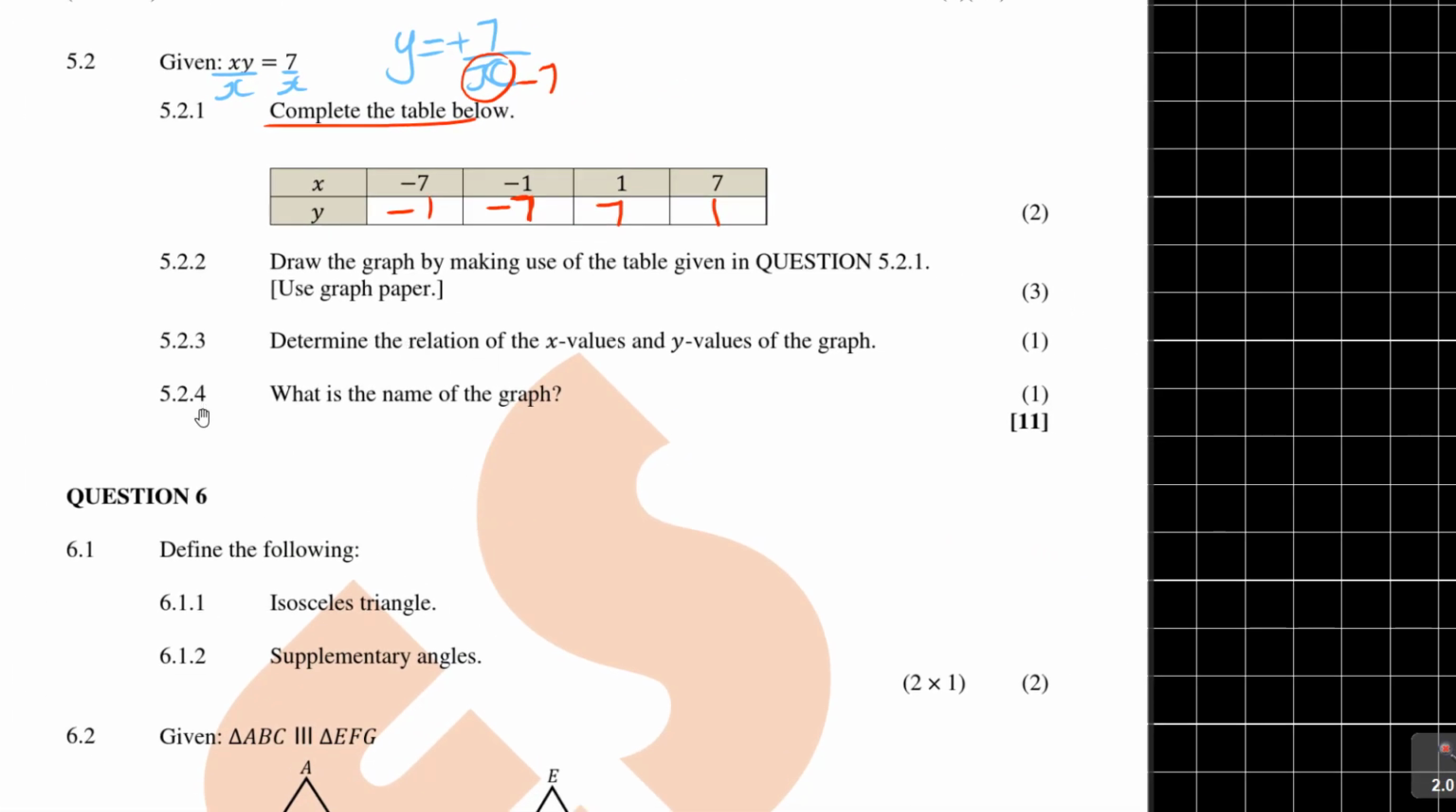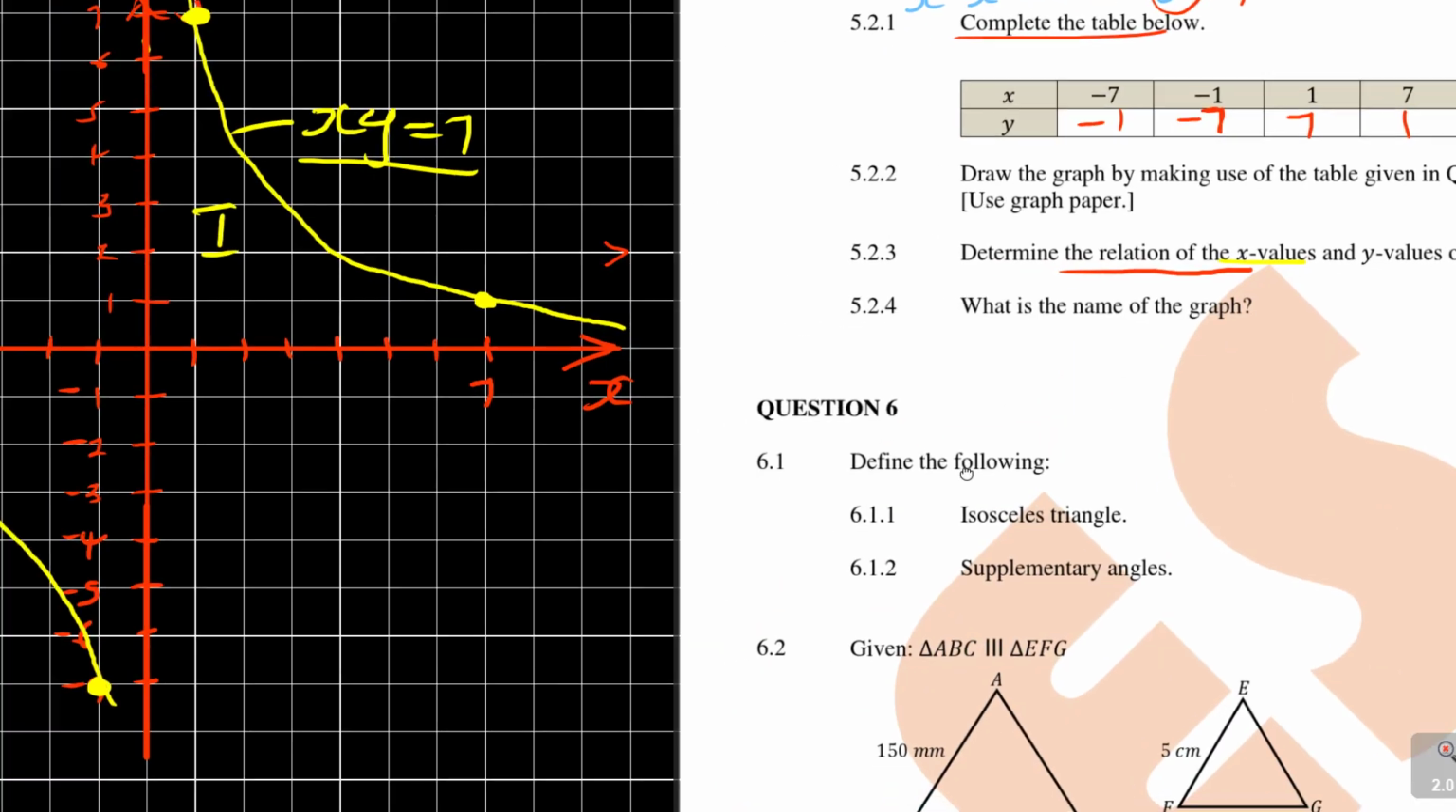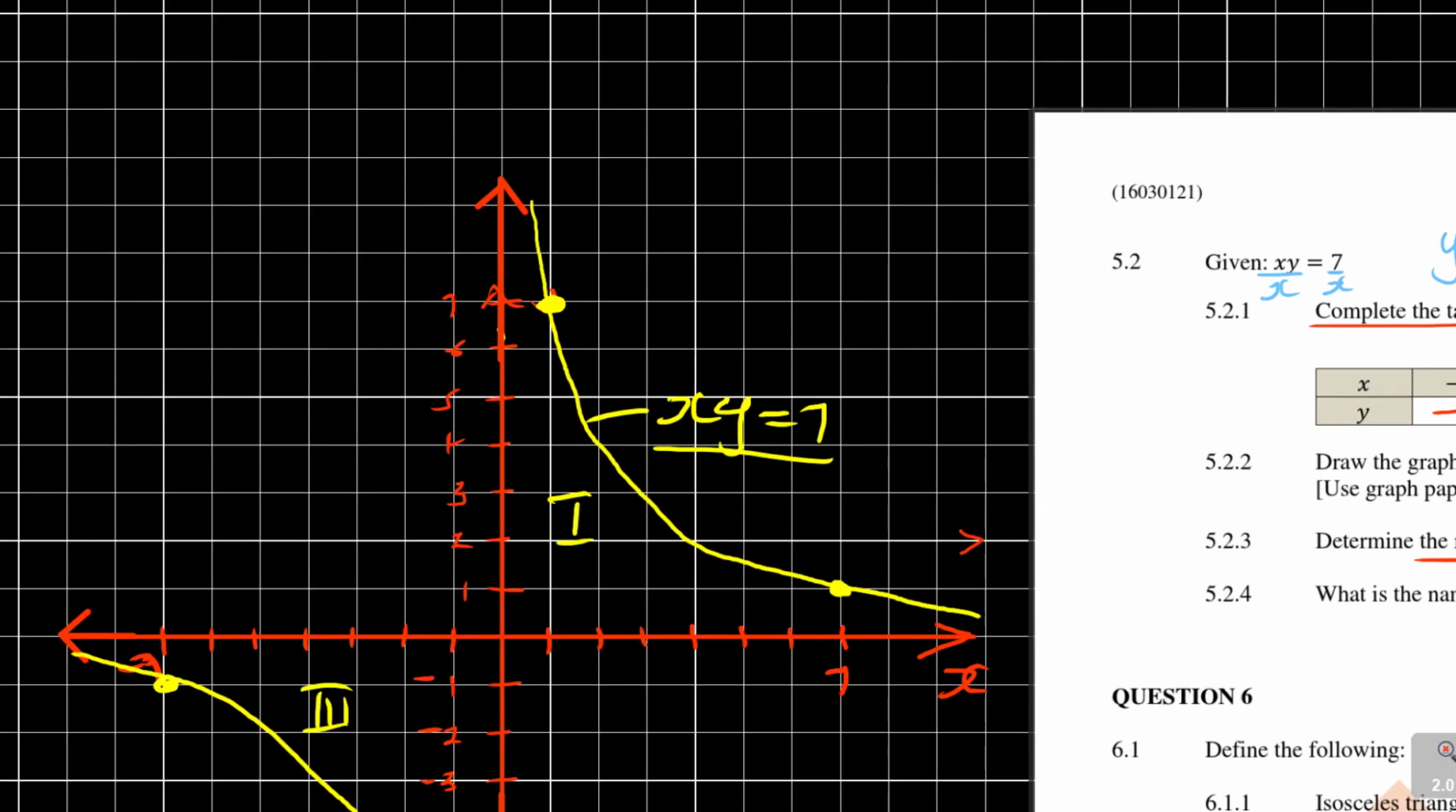And then on the next question, they were saying determine the relation of the x values and y values of the graph. They say determine the relationship. When they ask you about this relationship, look at this graph: when y is getting bigger, you see y going up, x gets smaller. So this relationship is called inversely proportional. It's not directly proportional.